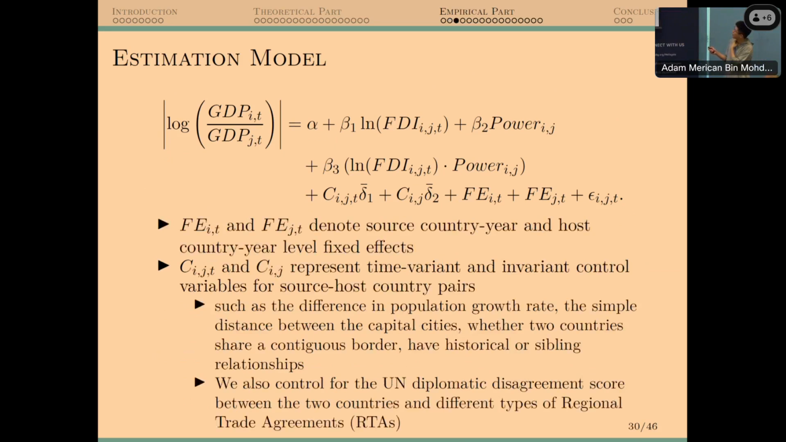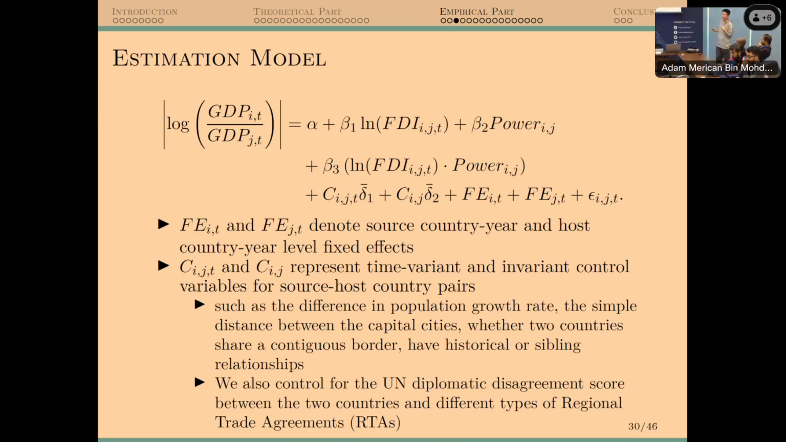Okay. FE stands for different country-year, host-year level fixed effects. And as I mentioned earlier, we have different control variables such as the population growth rate, distance between capitals, whether two countries are contiguous or not, and having historical or sibling relations. We also include the UN diplomatic disagreement score between two countries and the different types of RTA.